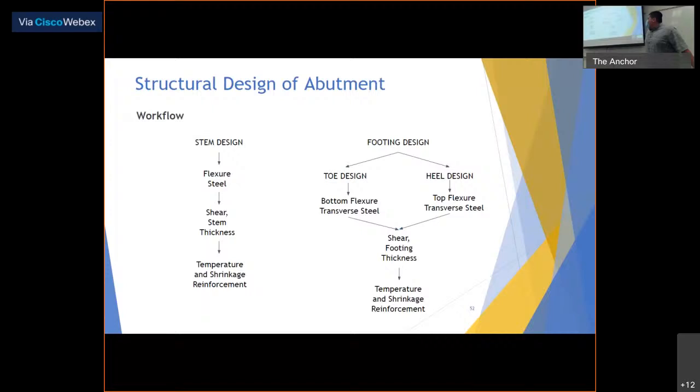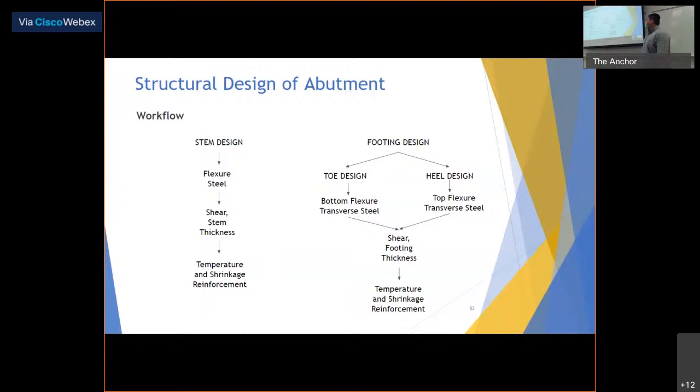All right, so this is the general workflow for the structural design of the abutment that we followed. As you can see, for the stem design, we designed the flexure steel first. Then we designed the shear stem thickness, and then we went with the temperature and shrinkage reinforcement. Generally, like in ACI, you would design the stem based on the thickness first using the shear. But AASHTO and this example we were following from Colorado Department of Transportation, we did it the other way, so that's the way we did it as well.